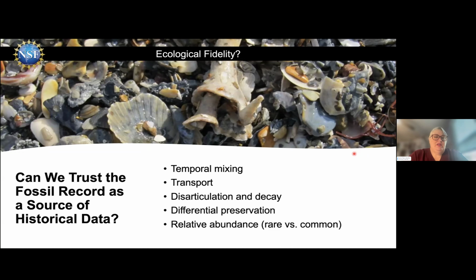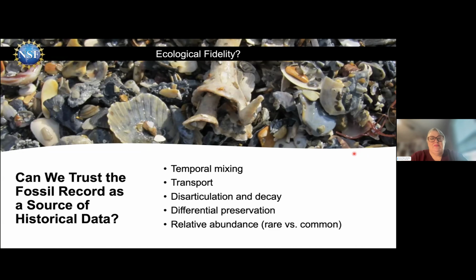So this is the question that I'm interested in. Really big picture, can we trust the fossil record as a source of historical data? And I say historical data here because I also, of course, think that this is a valuable source of data for conservation, right? So conservation paleobiology.